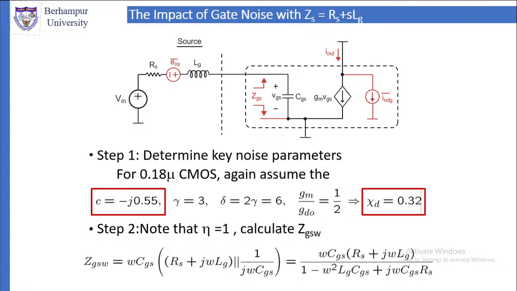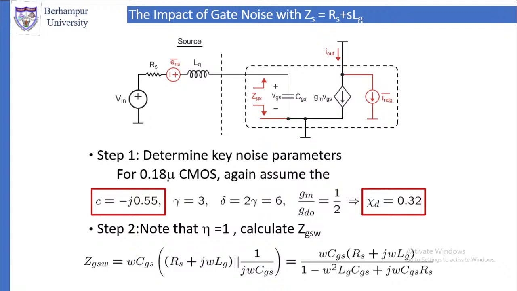The inductor is L_G. So when we analyze this, the first step is always to determine the key noise parameters. For 0.18 micron CMOS, again assume these values: c is equal to minus j0.55, gamma is equal to 3, delta is equal to 6, g_m by g_d0 is equal to half, which gives z_d equal to 0.3.